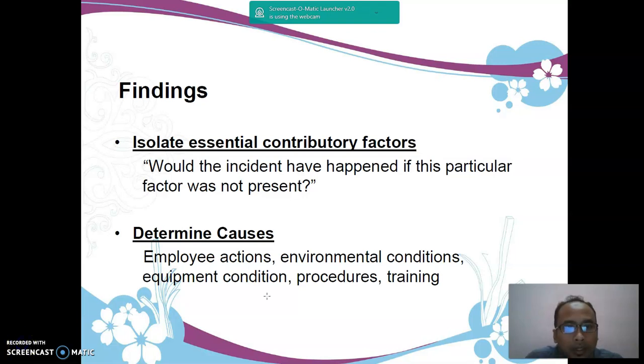And based on the findings, you can also conclude or determine the causes of the incident or accident. Maybe the cause is due to employee action, an unsafe act. Maybe it is due to the environmental condition, which is an unsafe condition. Maybe it is also due to the equipment condition, which is also an unsafe condition. Maybe a lack of good procedures, or a lack of training. So you can determine the causes based on these criteria.